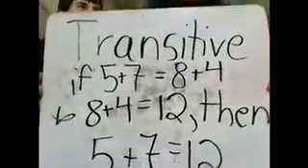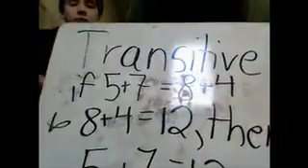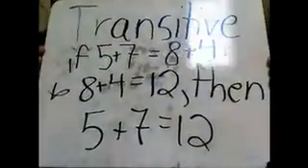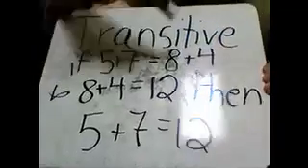Now it's transitive. Transitive. If 5 plus 7 equals 8 plus 4, and 8 plus 4 equals 12, then 5 plus 7 equals 12 because 8 plus 4 equals 5 plus 7.